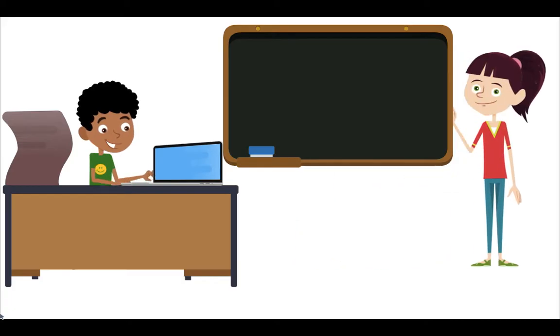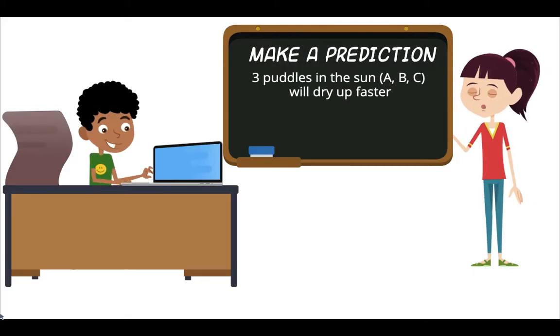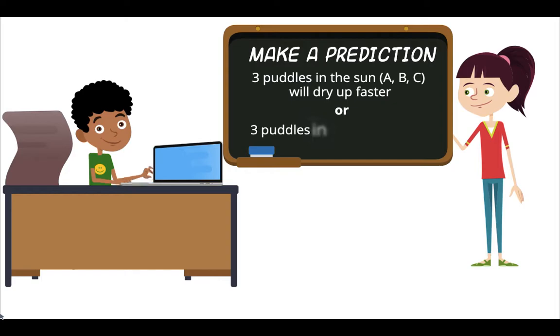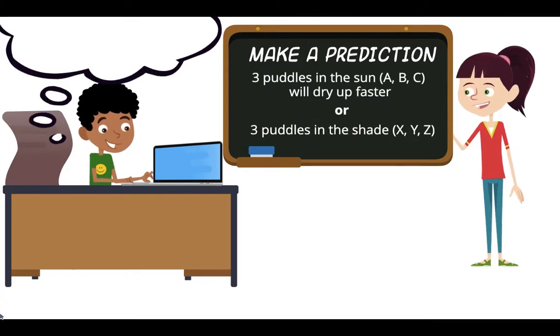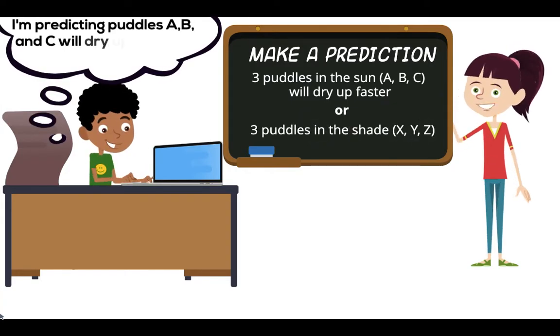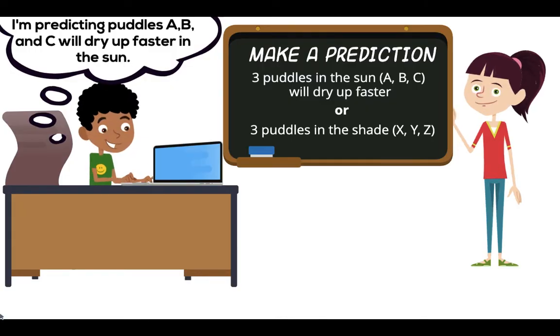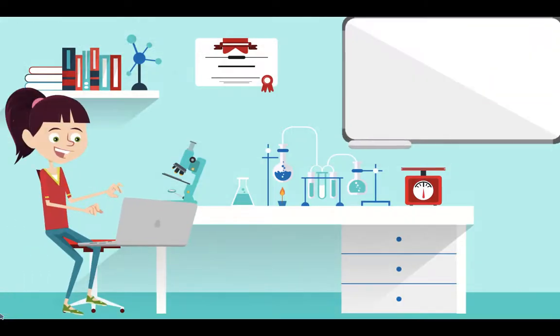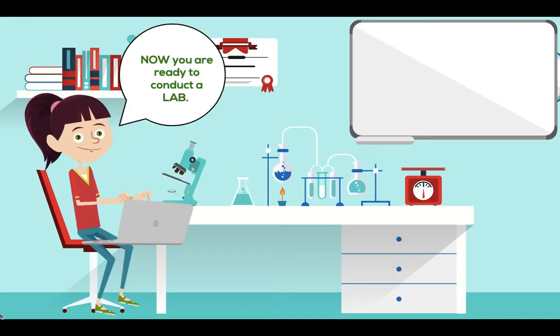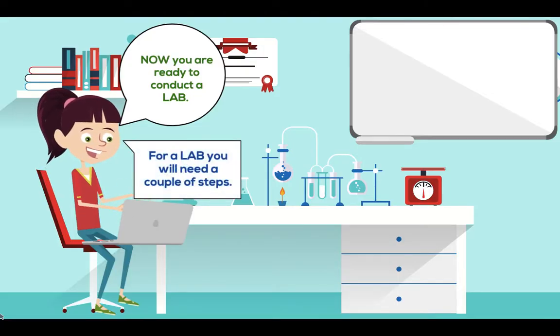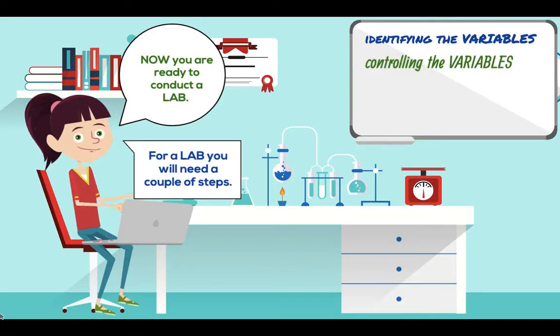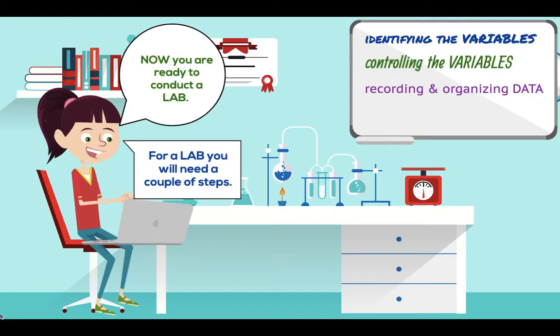Make a prediction. 3 puddles in the sun, A, B, and C, will dry faster, or 3 puddles in the shade, X, Y, and Z. Rashid predicts puddles A, B, and C will dry up faster in the sun. Now you're ready to conduct a lab. For a lab, you will need to follow a couple of steps: identifying the variables, controlling the variables, recording and organizing data, analyzing and presenting the data.